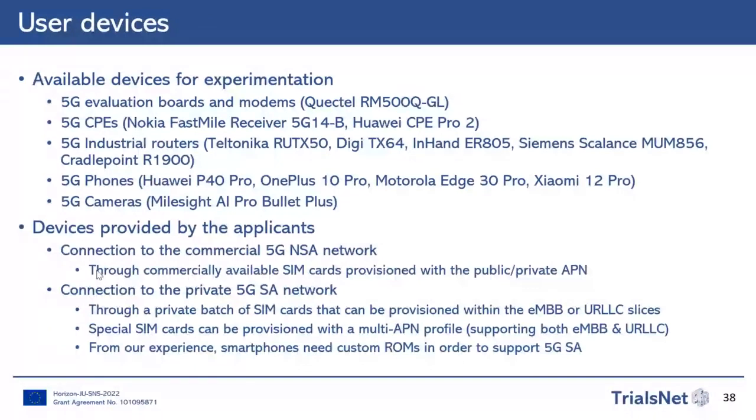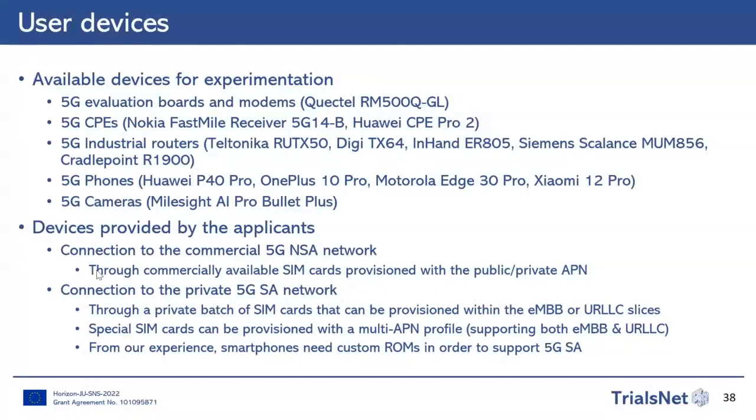Okay, in terms of the devices, we are giving devices for free for experimentation. So we have the full range of devices available. We have evaluation boards for 5G and modems. We have CPEs that are more commercial. We also have industrial routers, from a lot of vendors: Teltonika, Siemens, Cradlepoint, and so on. We also have 5G phones, and we have a 5G camera available for both 5G NSA and SA.